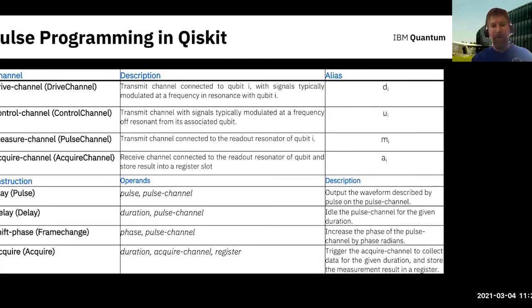So typically we're playing out pulses and putting delays between those pulses, but we're also doing frame changes, which are these virtual Z rotations. And at the end of the measurement, we're acquiring it. Or actually, that's not exactly true, because we have mid-circuit measurement capabilities now.